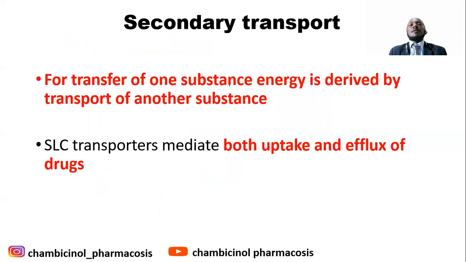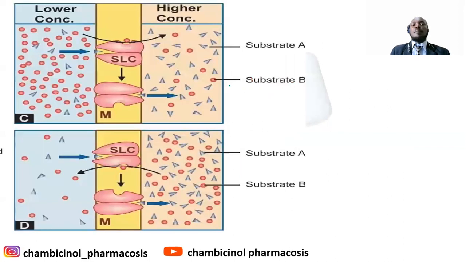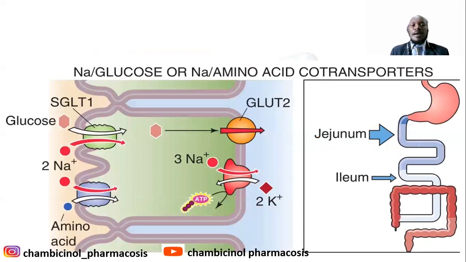For secondary active transport, the energy is not derived directly from ATP, but from another substance. As usual, it utilizes the solute carrier transporter, which is important also for efflux and influx, as we have discussed for the case of symport and antiport. See this diagram, which involves the carrier transporter. An example of secondary active transport is the transportation of glucose and amino acids in the small intestine, the ileum or the jejunum.